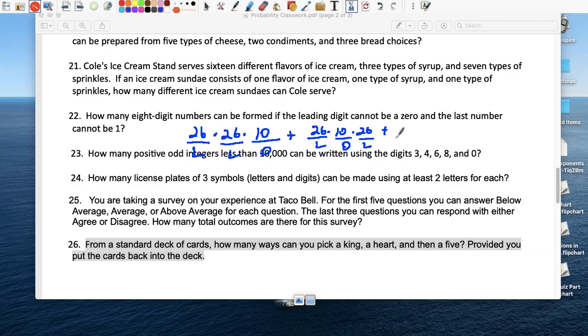Am I forgetting? It could have also been a digit, letter, letter.